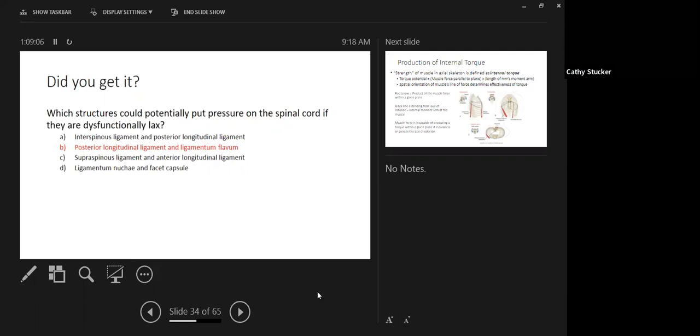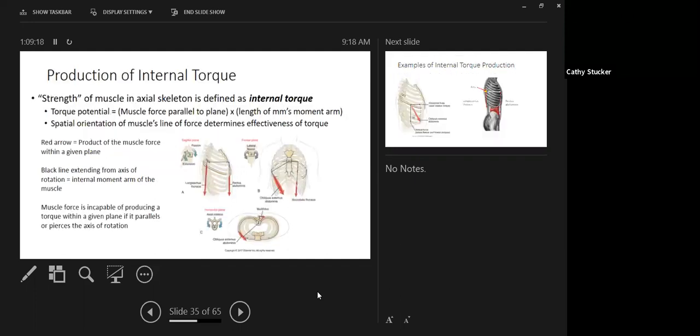B, right. Posterior longitudinal ligament and the ligamentum flavum. Both of those ligaments reside in the spinal canal. So if either one of those gets lax, it can actually have an impact on the spinal cord. Good job.